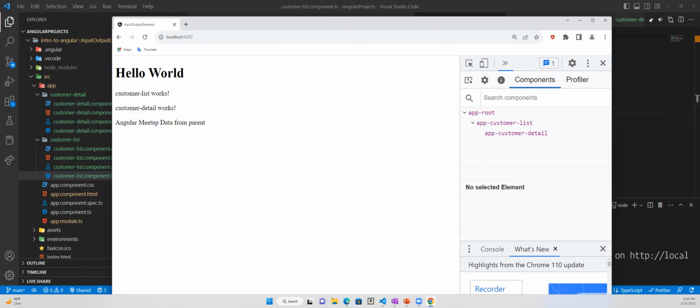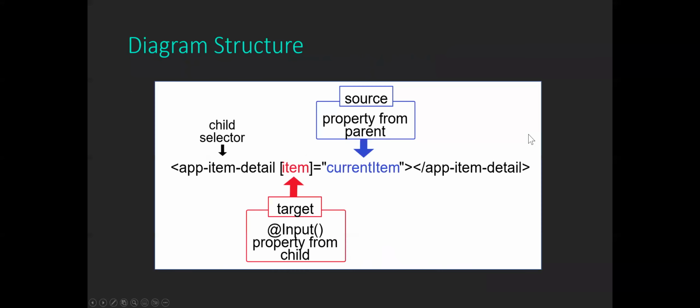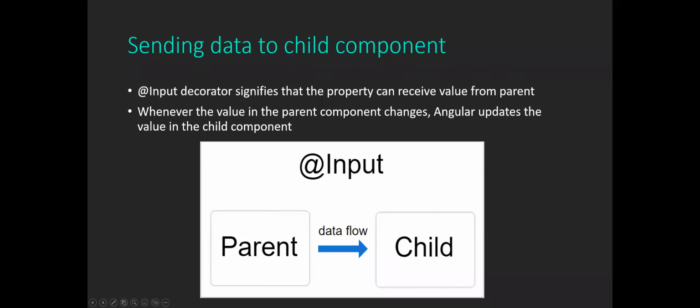So let's go back into our presentation. And this is really what we worked on, right? All we did was this app item detail is really just a child component, which we call app customer detail. And all we did was get the target, which is the @Input from the child, and we passed on that property from the parent, which is called current item, or in this case parent item, and we passed it to the child. So that's that one flow of communication, parent to child, as this shows right here. And that is using the @Input decorator.